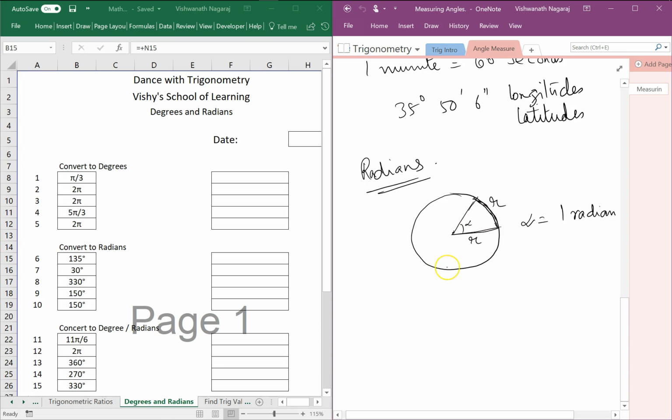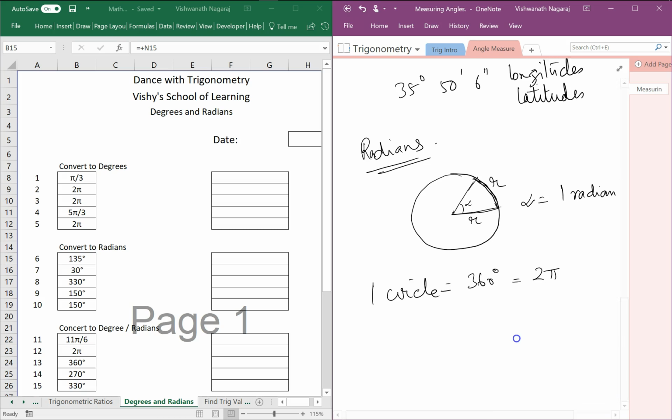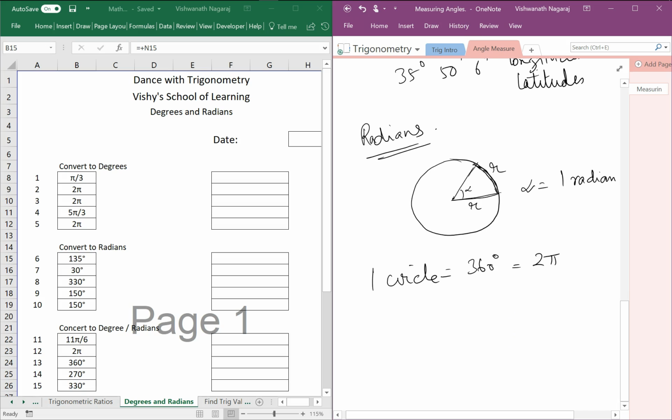How does it work in radians? Remember, one circle is equal to 360 degrees, which is 2 pi radians. How? Remember, the circumference of the circle is 2 pi r, so 2 pi into radius.